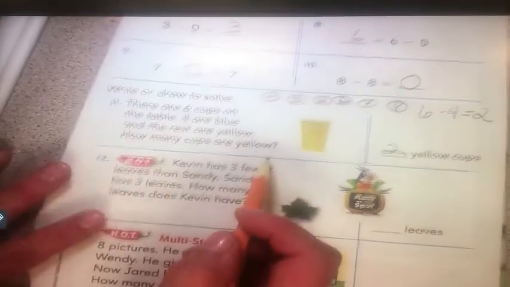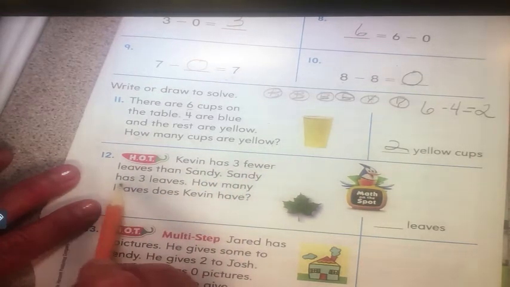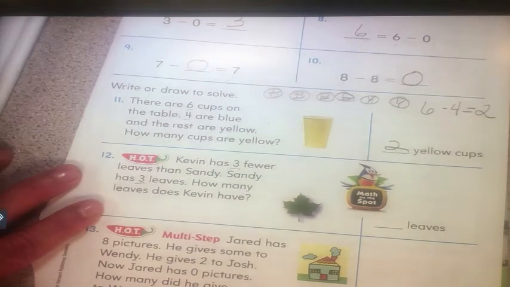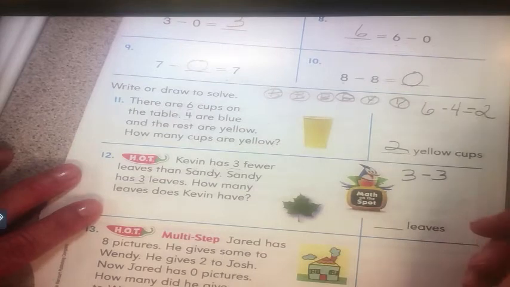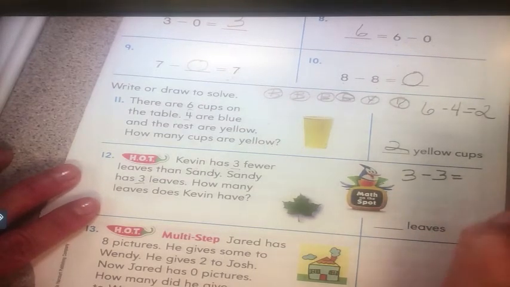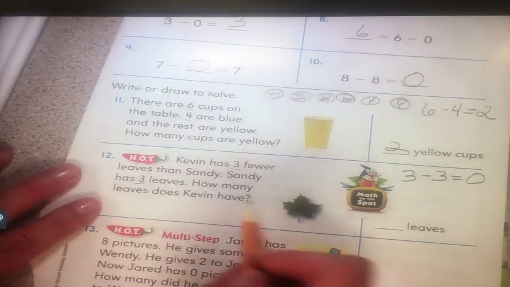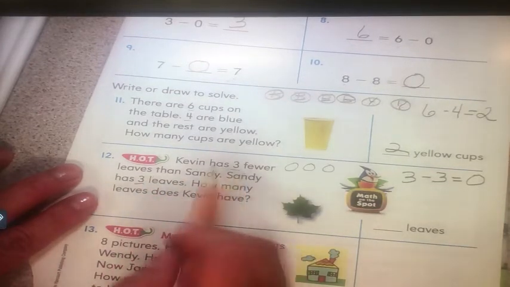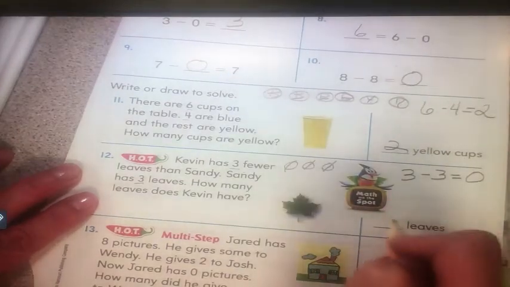Number 12. Kevin has 3 fewer leaves than Sandy. Sandy has 3 leaves. How many leaves does Kevin have? We're going to find the difference. So what would your number sentence be? 3 minus 3 equals 0. Or you could draw it out. Sandy has 3 leaves. Kevin has 3 fewer leaves than Sandy, so we're going to take them away. 1, 2, 3. That left them with 0. 0 leaves.